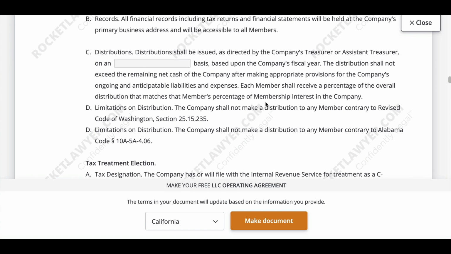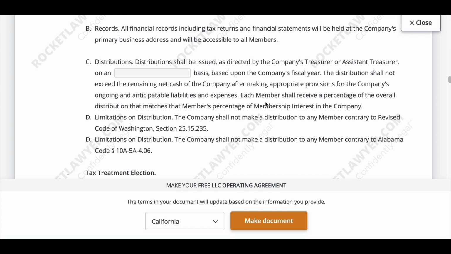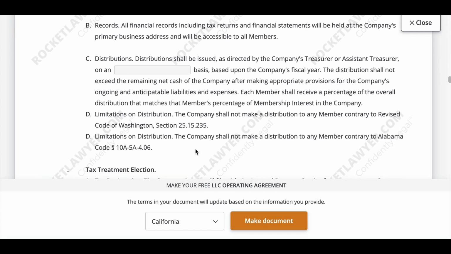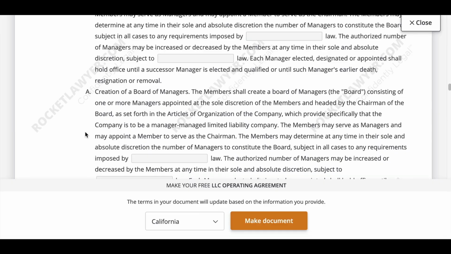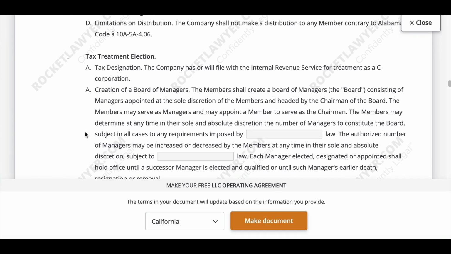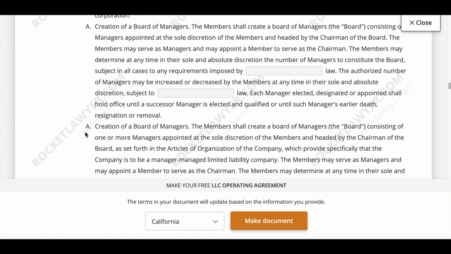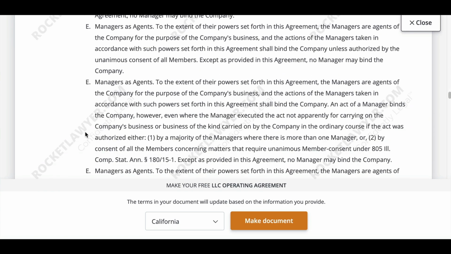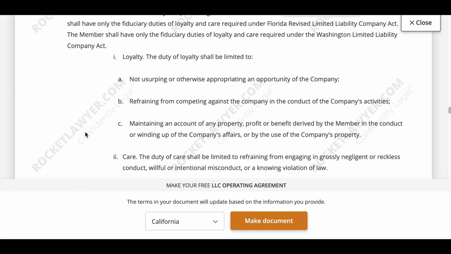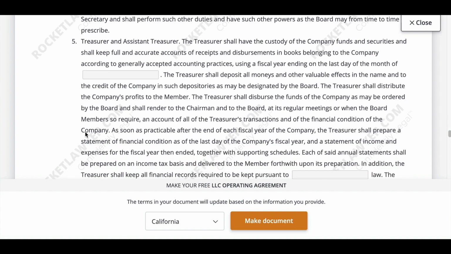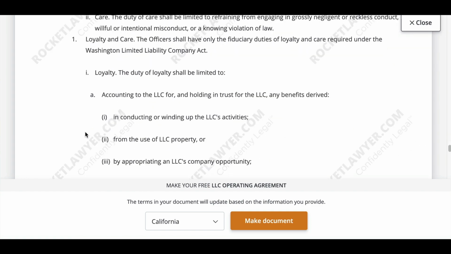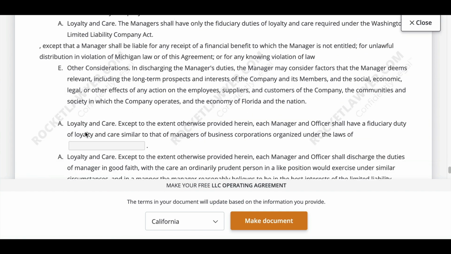I actually usually don't put in there that distributions are required, because you may not want to make a distribution. And it has things about other laws in other states, which obviously doesn't make any sense. They may take that out though for a California agreement. This may just be a template overall. This is about managers, which you're not going to need a board of managers when you have one person most likely. But then all this stuff about managers and the loyalty of the managers. And then this has things about having other officers like secretaries and treasurer and stuff like that, president, etc.